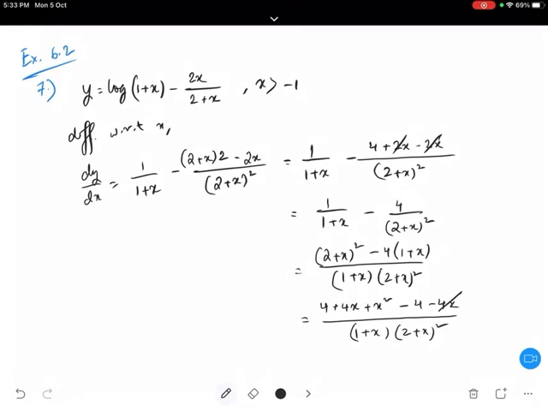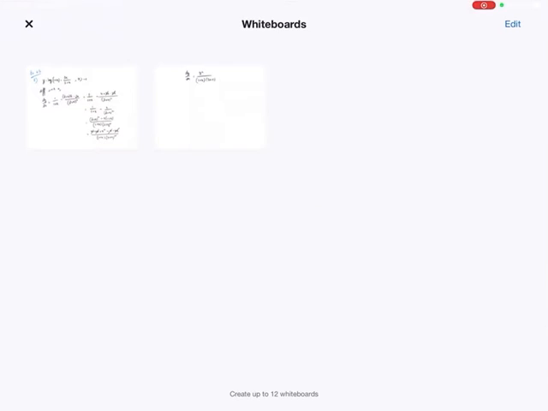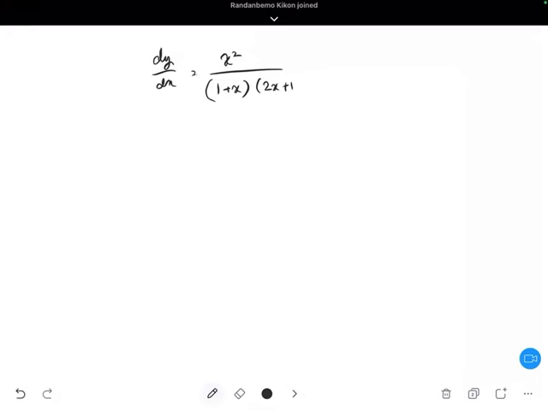So let us cancel something. Minus 4x, 4x goes, minus 4, 4 goes. So what we have is x square, dy/dx is equal to x square divided by 1 plus x, 2 plus x whole square. Let me check that one. I made a mistake in here: it is 1 plus x, 2 plus x whole square in the denominator. So this is what we have.